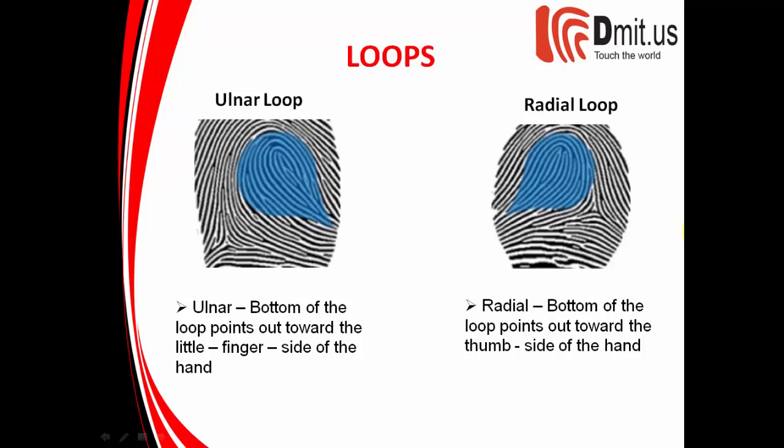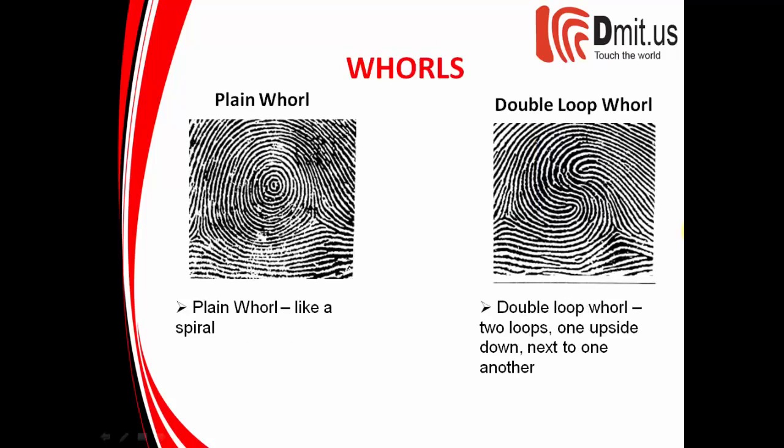So when we're looking at the loop, you want to look at, does the bottom of the loop point out towards the thumb side of the hand, or does it point out towards the pinky side of the hand? Now what's tricky is, which way is the hand facing? And could it be flip-flopped? Because when you leave an impression, are you looking at the exact image or a mirror image? I want you to think about that, because that's going to be one of the issues that comes up when we start to do our fingerprinting lab techniques.